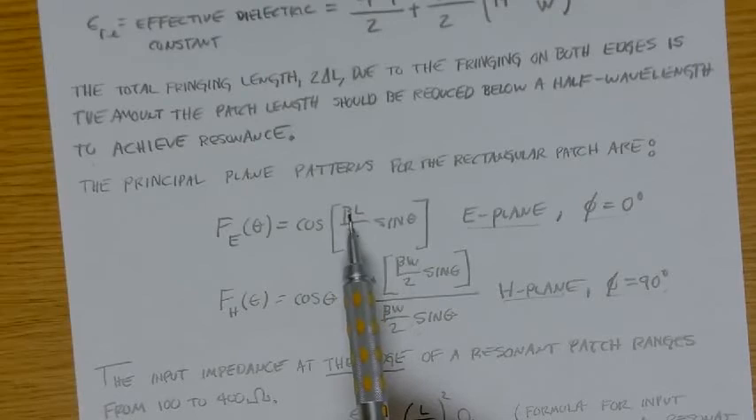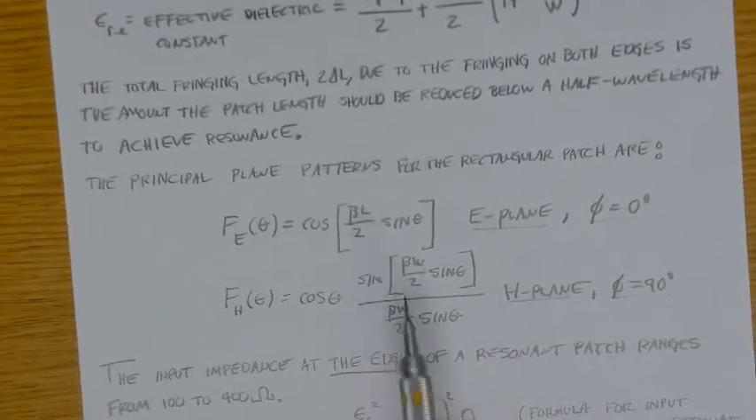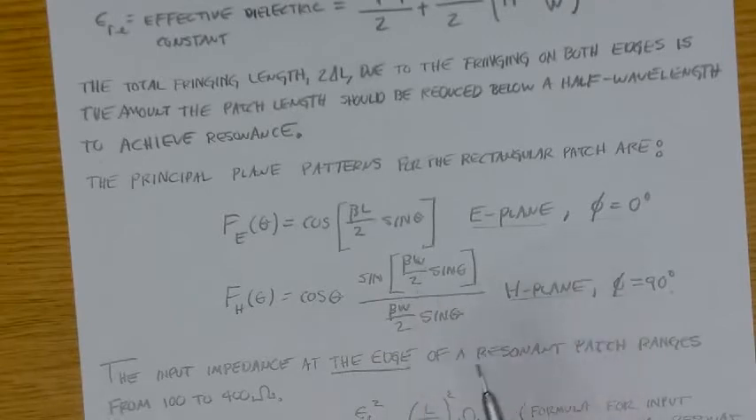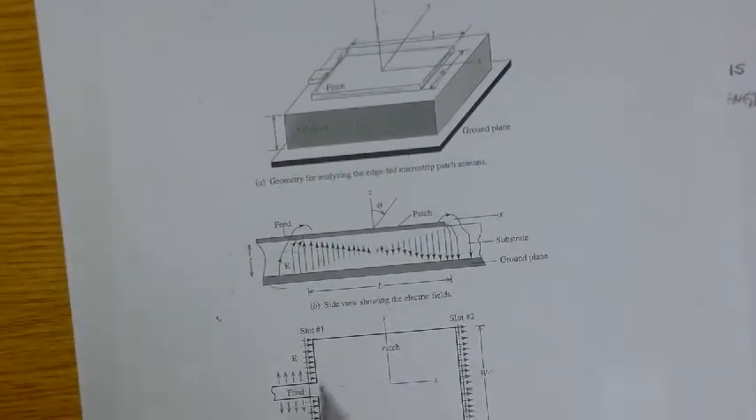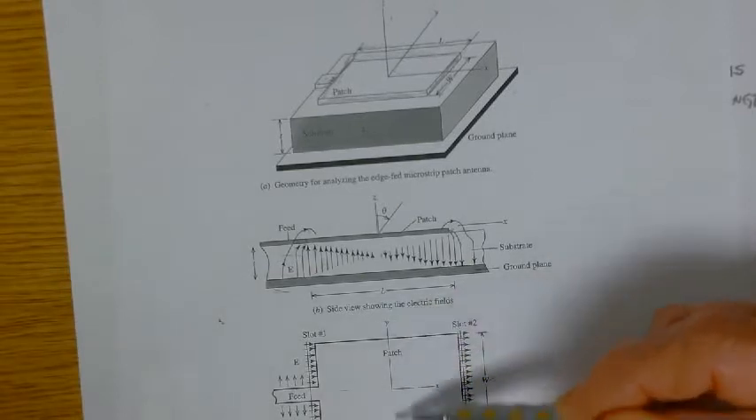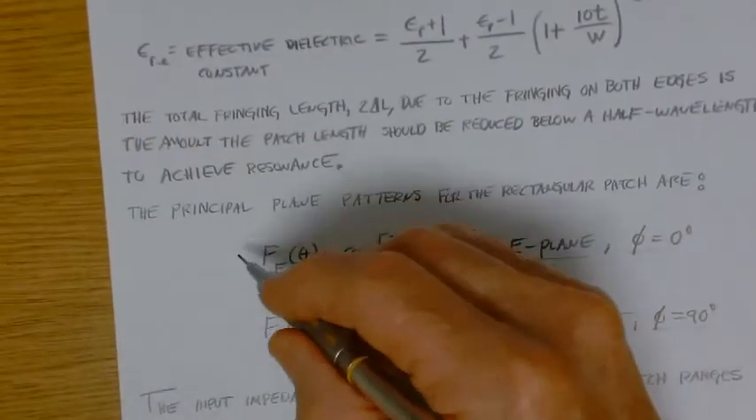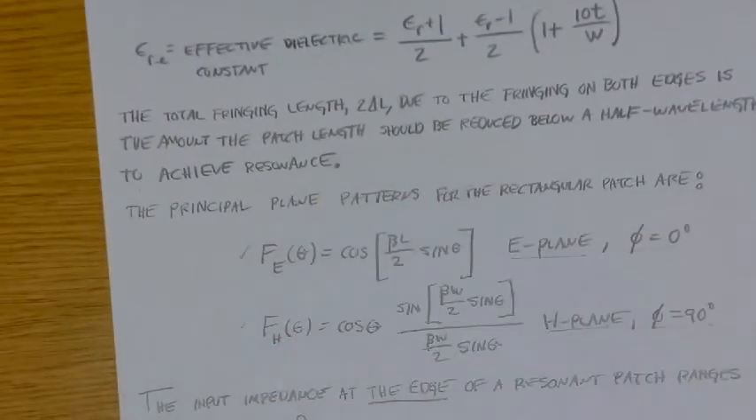So beta is 2 pi over lambda, the free space phase constant. L is the length of the patch. So the E plane pattern is controlled by the length of the patch. The H plane pattern is controlled by the width of the patch. That's something interesting to observe, which makes sense. Along the E plane, it's the length that controls the pattern. Along the H plane, it's the width that controls the pattern. Okay, so these could easily be put into MATLAB and plotted, or you could literally do it by hand for that matter.